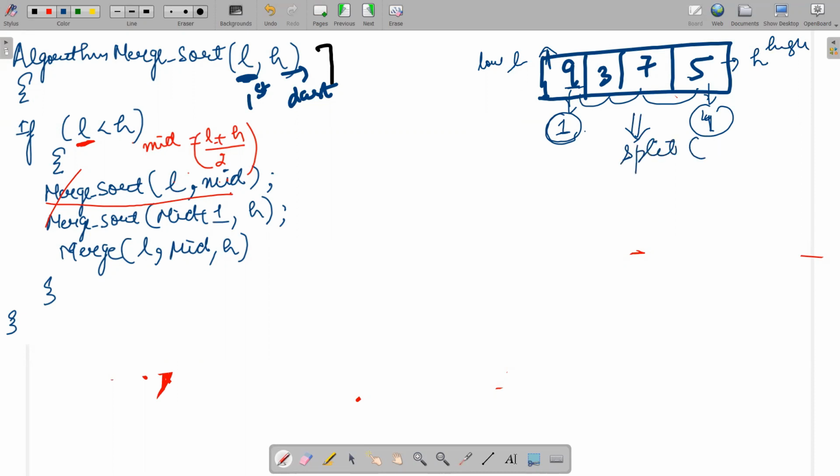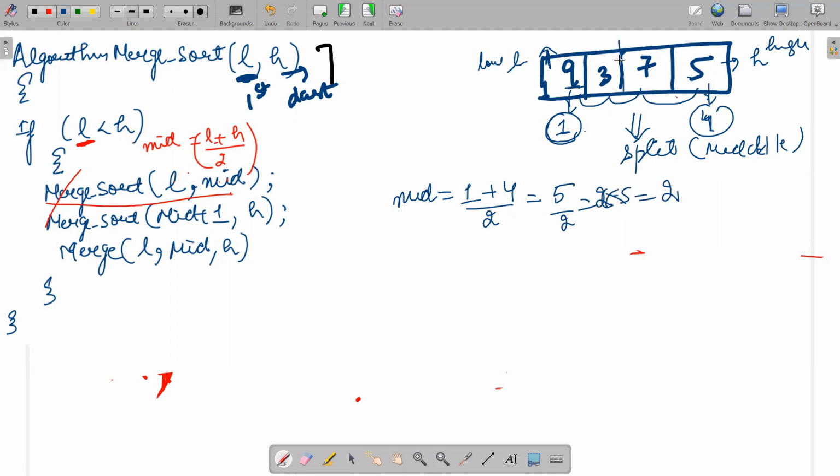Splitting is done by calculating the middle element. The middle is calculated as (1 plus 4) divided by 2. That would be 5 divided by 2, and we are not taking 2.5, we are rather taking 2.